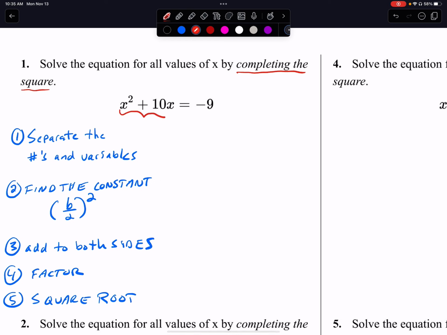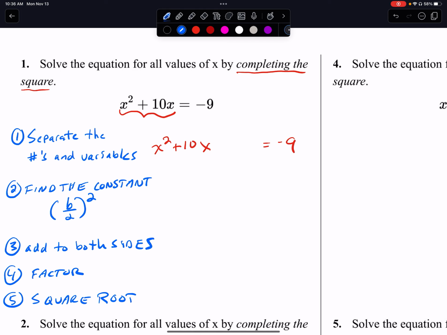So right here we can see we've got x squared plus 10x, and we're going to separate it. We're going to create a little bit of space, and we're going to leave the -9 over on the right-hand side. Step two says find the complete the square constant, or find the constant.